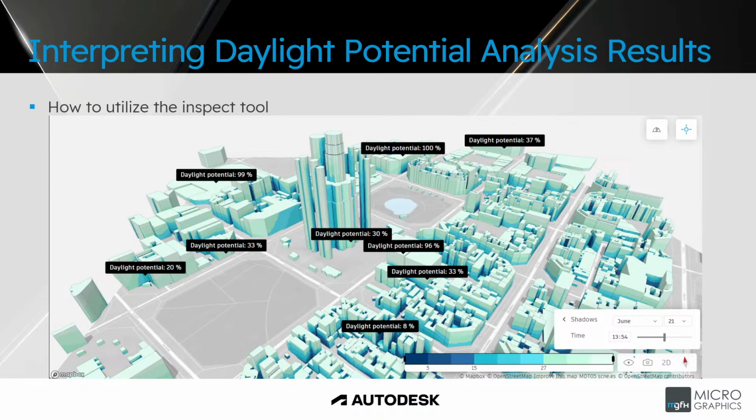So, interpreting daylight potential analysis results. How to utilize the inspect tool for even more clarity: you can change the month, day, and time for the shadows on a specific day to have a better understanding of the environmental impact by the surrounding buildings or vegetation.